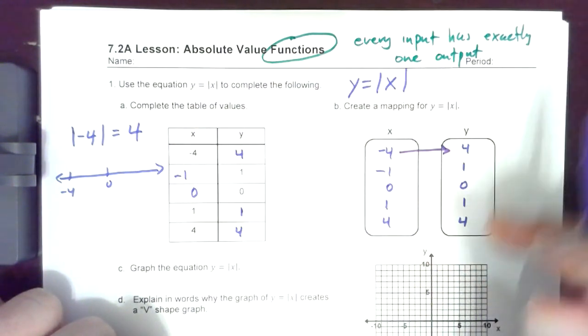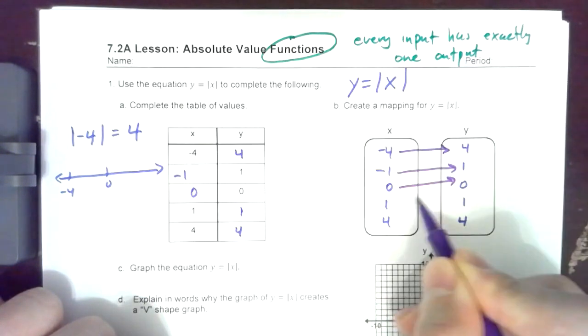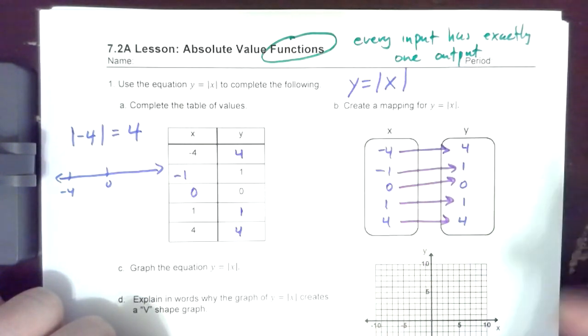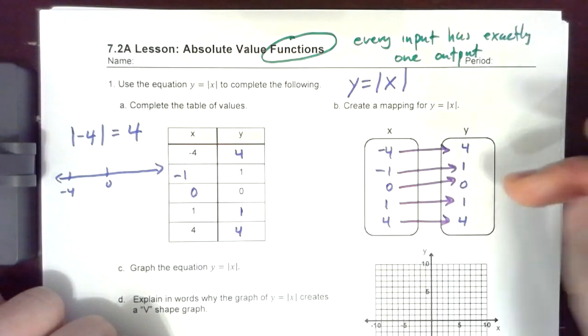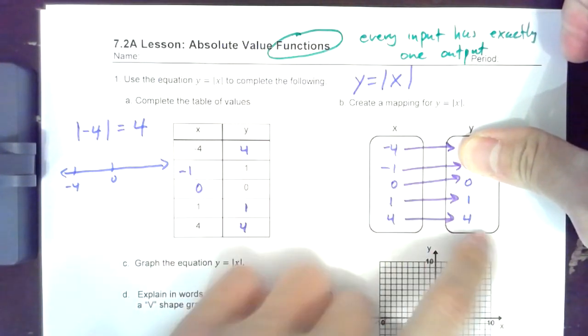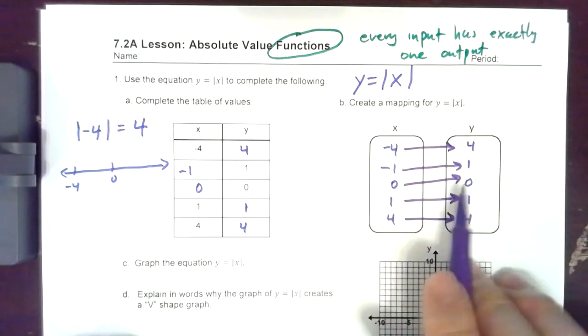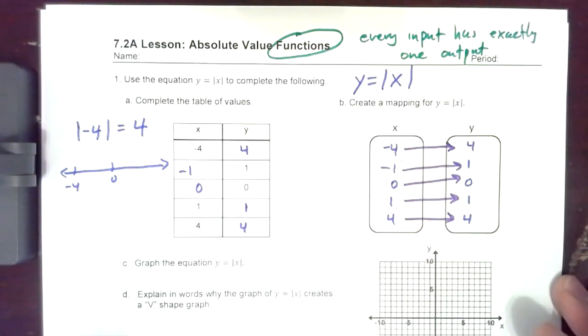Now maybe I shouldn't have doubled up. I guess the point of this was to show that they could have the same output, and I guess I should have just included 0, 1, and 4, right? And they would have had all the same output. So kind of messed up on that. But yeah, this still satisfies the every input has one output.